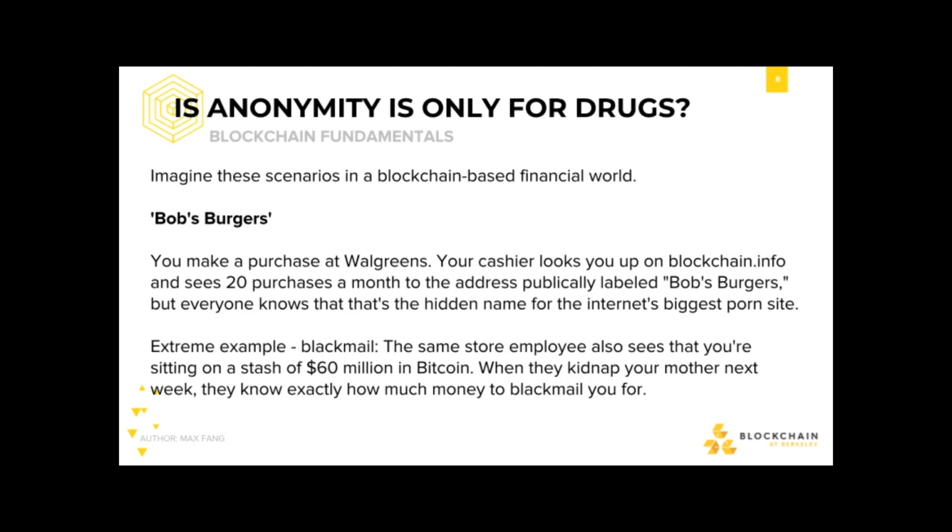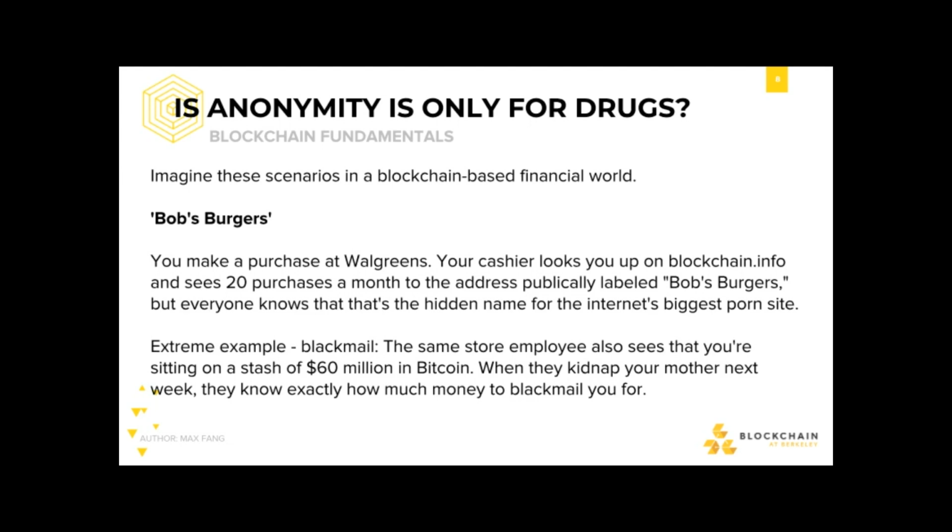So, is anonymity only for drugs? Well, let's look at a few scenarios in a world which is completely blockchain based. Maybe that's like a few hundred years down from today, but let's take a look at it. So if you go make a purchase at Walgreens, your cashier looks up at your blockchain.info account and sees, hey, this address sent me this much money.